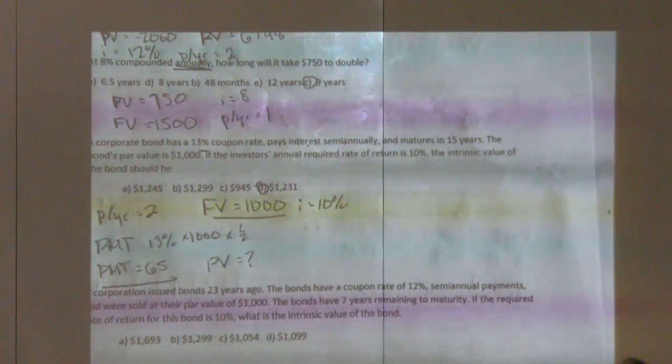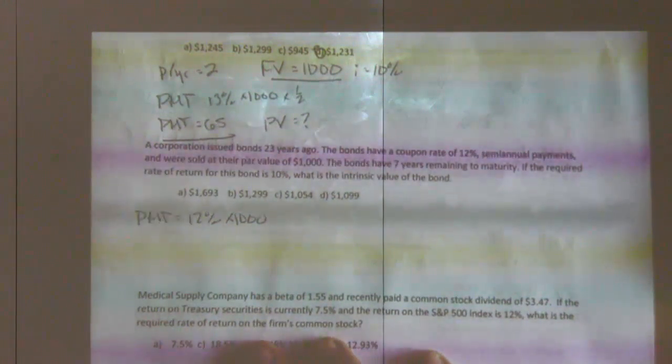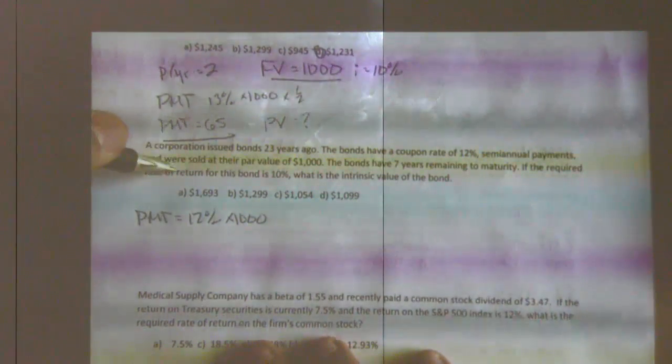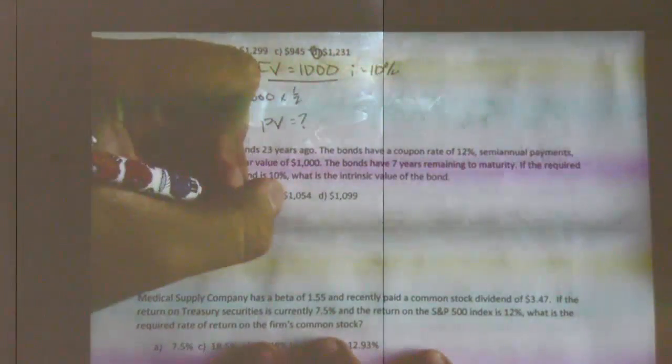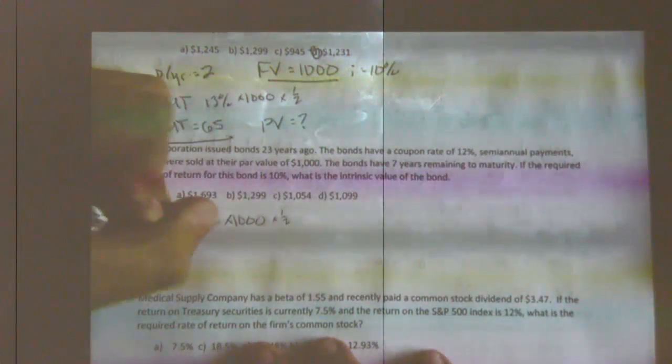So more bond stuff. A corporation issued bonds 23 years ago. The bonds have a coupon of 12%. So we know our payment is going to be that 12% times that 1,000. Right off the bat, we can go ahead and write that down. 12% times 1,000 and semi-annual payments, so we're going to divide this by 2. So your payment is going to be 60.